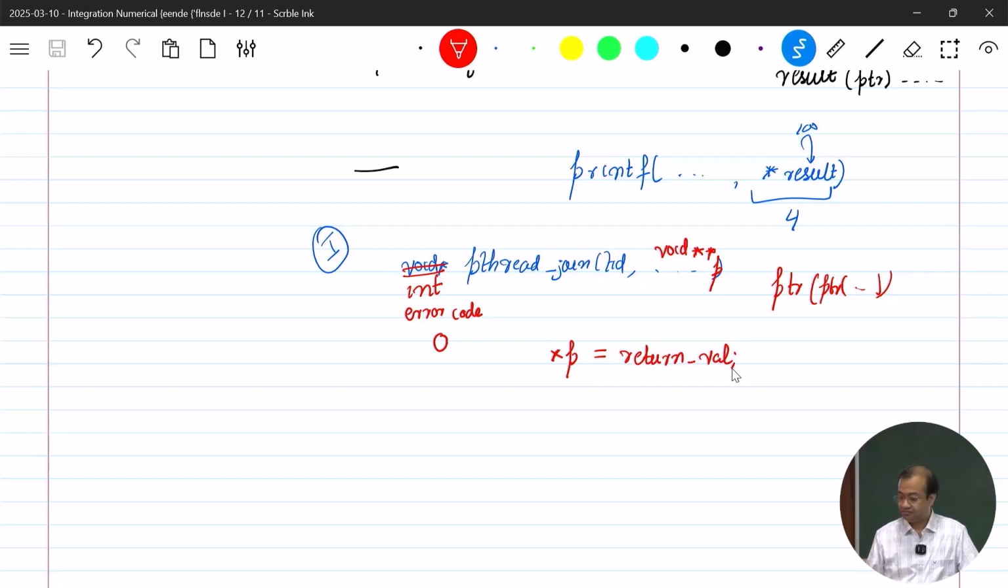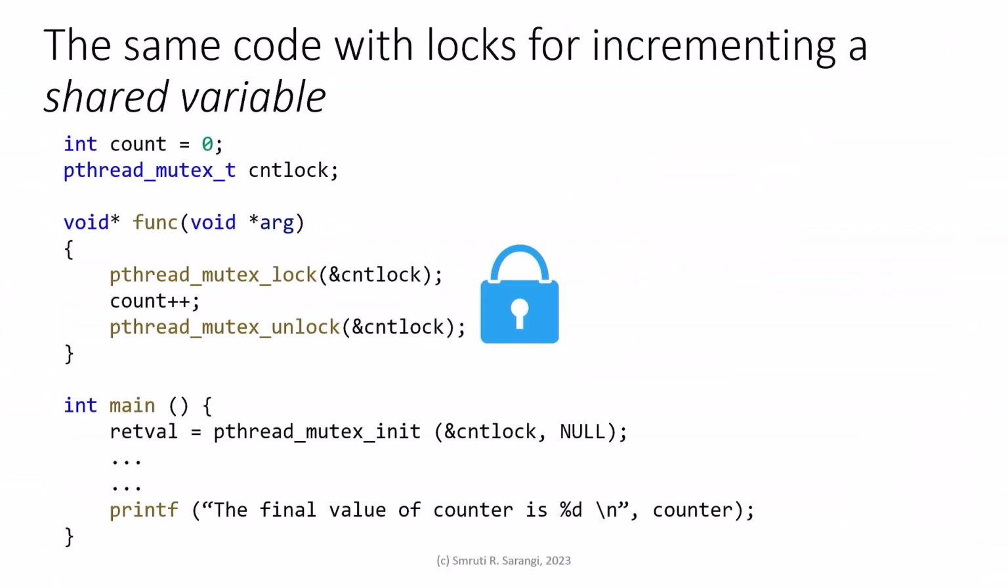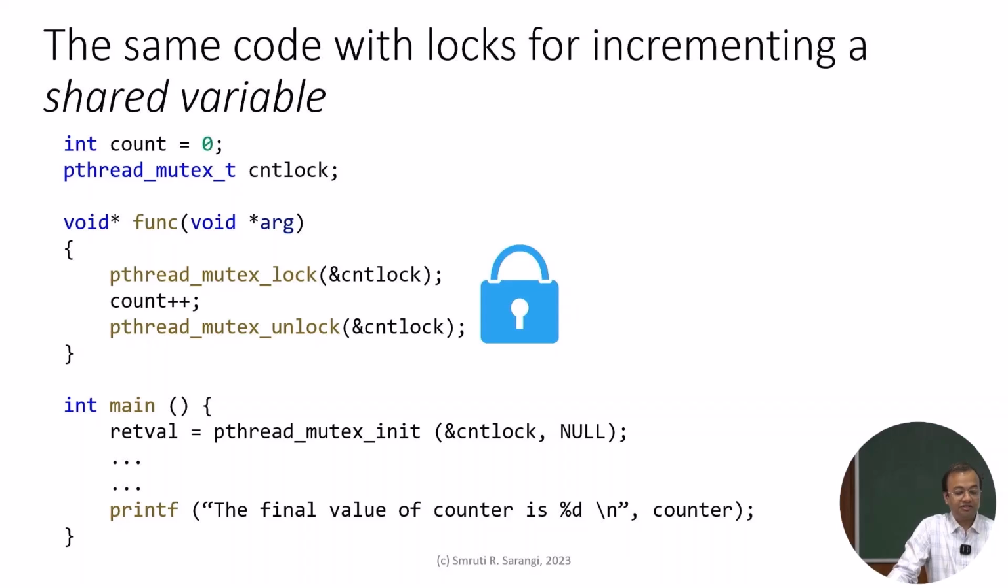So let us now extend this example to actually looking at a function which increments your global count variable. So in this case, what we do is that we initialize a lock. We need a lock. There are multiple threads, we have to have a lock. A lock is called a mutex. Mutex stands for mutual exclusion. So we init a mutex.